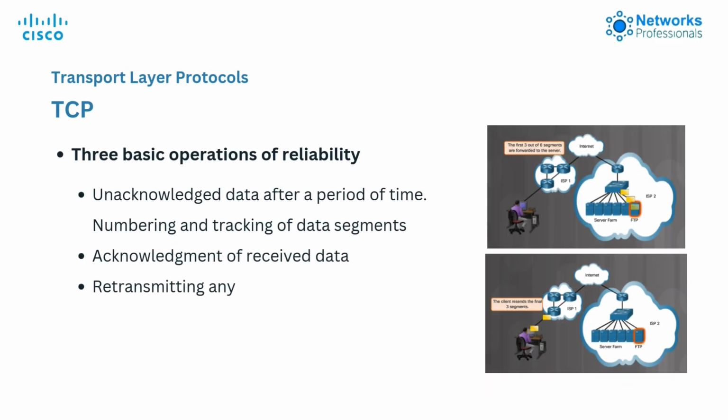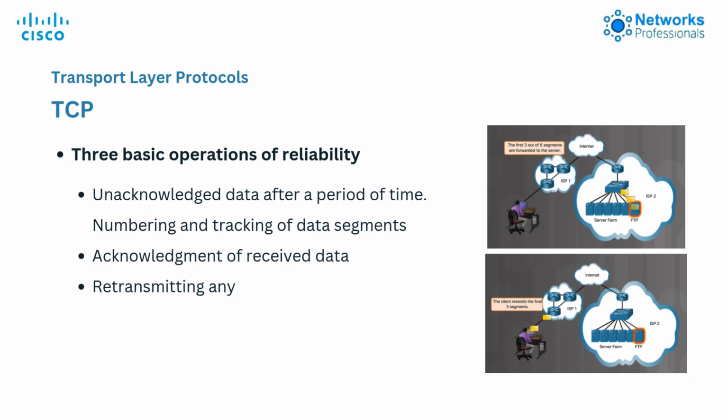Transport layer protocols. TCP, Transmission Control Protocol, a connection-oriented protocol that ensures reliable data transmission. Three basic operations of TCP reliability. First, numbering and tracking. TCP assigns sequence numbers to data segments to keep track of their order.